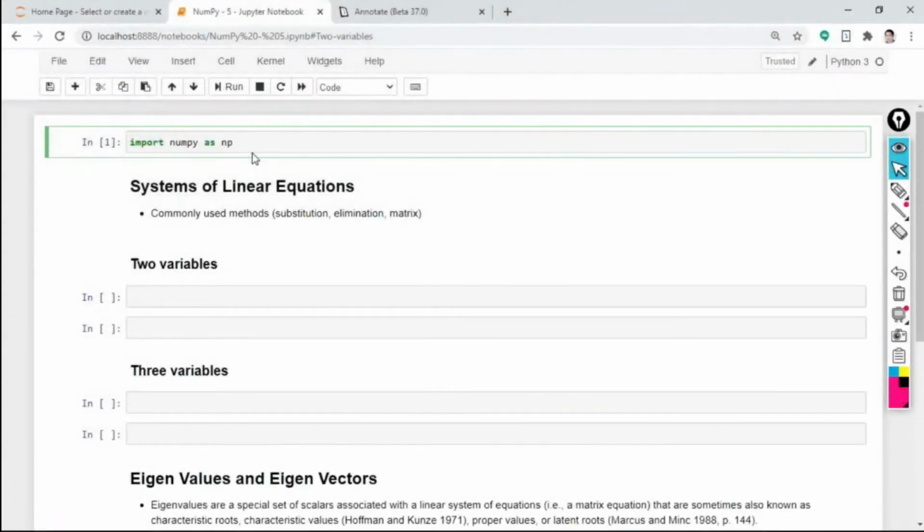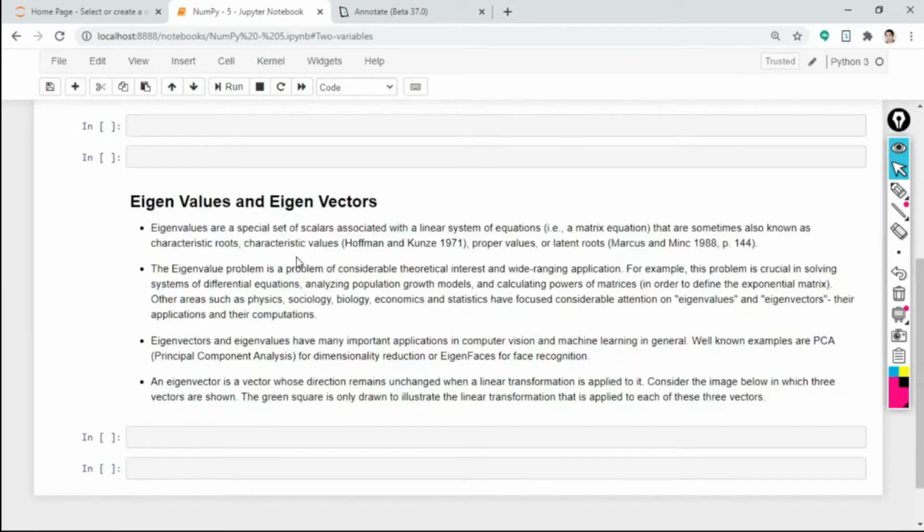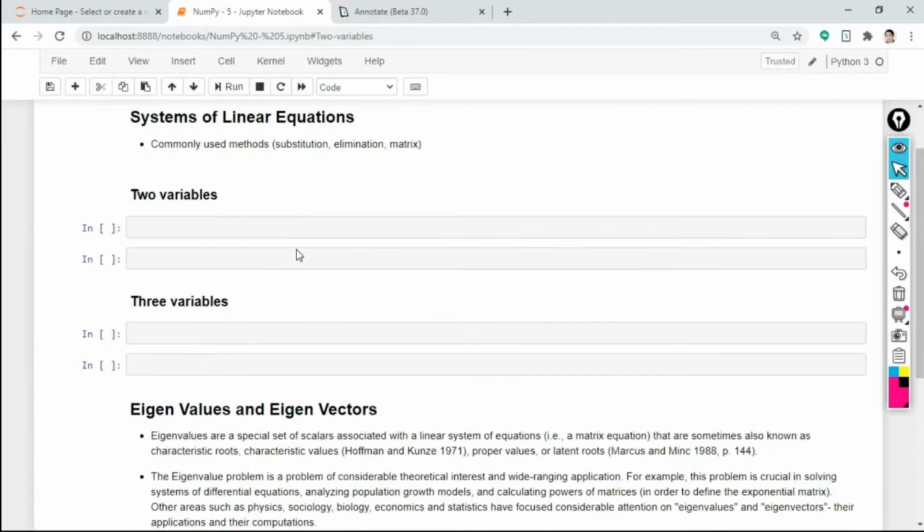Hello, good day. Welcome to our NumPy part 5. Probably this one is the last section for our NumPy. After this one, we will proceed to the Pandas library. For this topic, we'll be talking about solving systems of linear equations using the NumPy library, and also the very important concept of eigenvalues and eigenvectors.